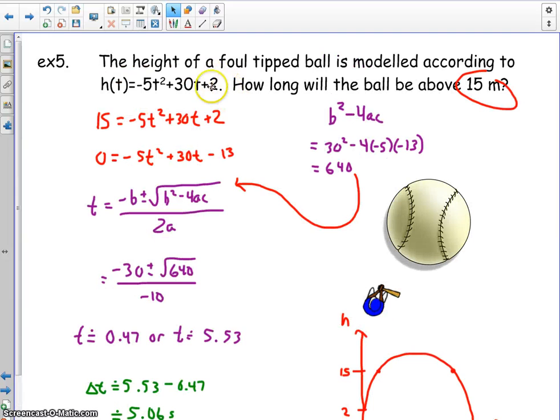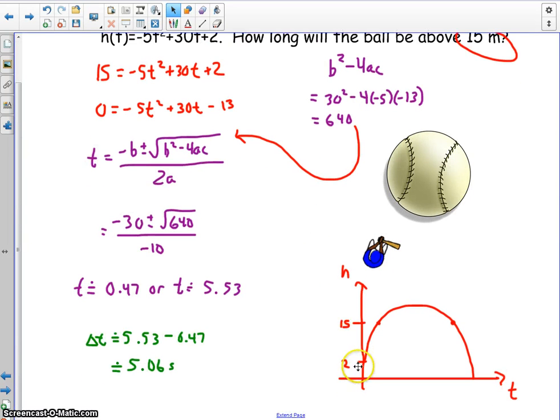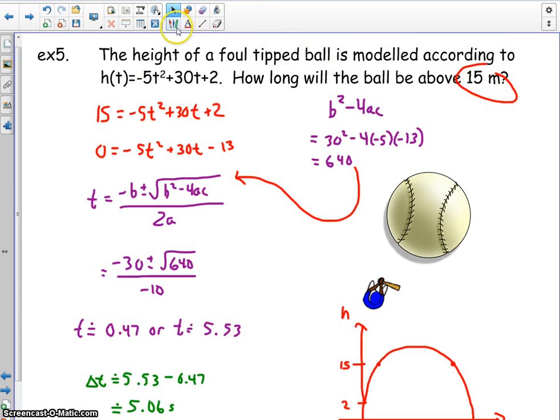And if you look at the graph, there's a y-intercept of 2. So just to get a picture of what's going on, we have a parabola opening down, so a ball goes up, reaches some vertex somewhere, comes back down. So it's at 15 meters twice. We want to know how long the ball is above 15 meters.